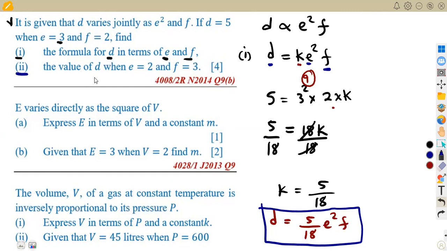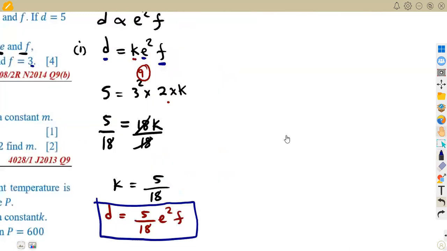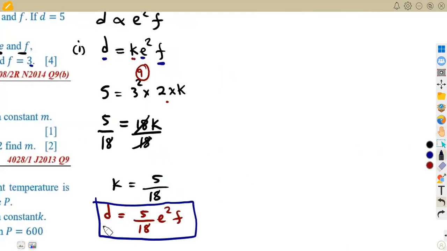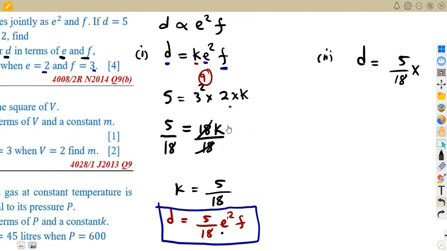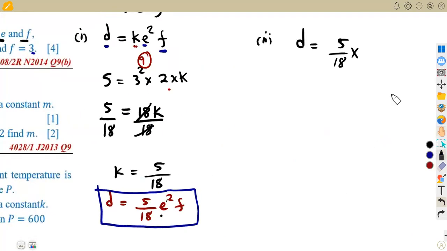Find the value of D now, given that E is equal to 2 and F is equal to 3. So it's just a substitution that you're simply making. Already we have the formula that is connecting D, E, and F. So meaning to say, we are simply going to substitute D is equal to 5/18 times E squared. We need the value of E, and E is equal to 2. So this one is going to be 2 squared because it's E squared, times F. At that moment, remember, F is 3, so you're going to multiply by 3.